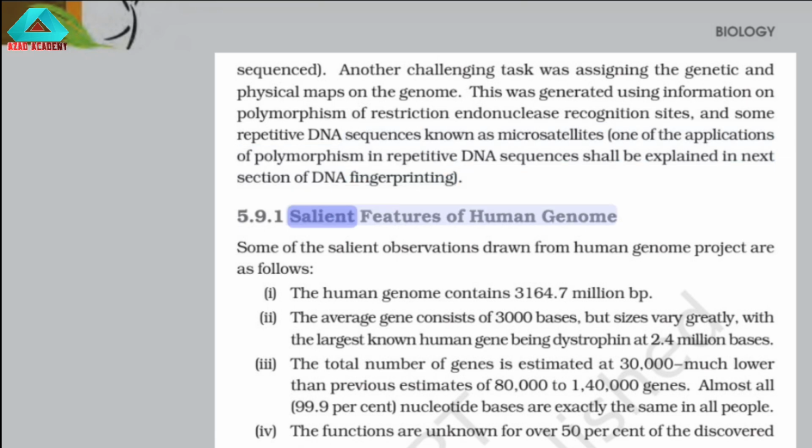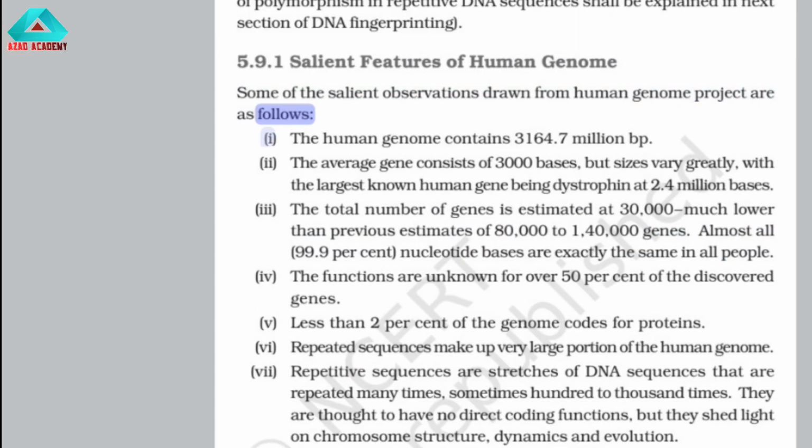Salient features of the human genome. Some of the salient observations drawn from the Human Genome Project are as follows. 1. The human genome contains 3,164.7 million base pairs. 2. The average gene consists of 3,000 bases, but sizes vary greatly, with the largest known human gene being dystrophin at 2.4 million bases.